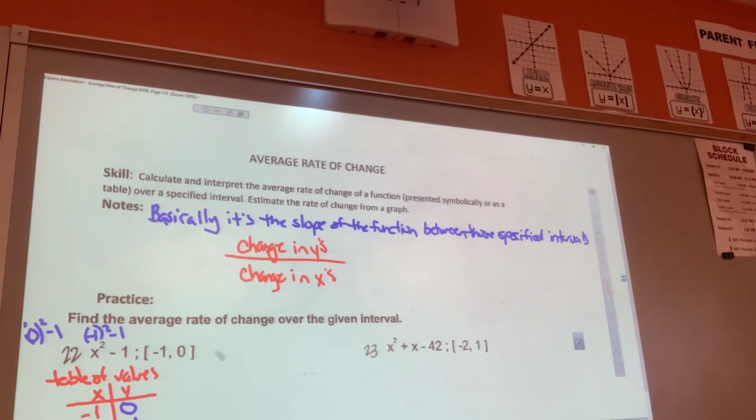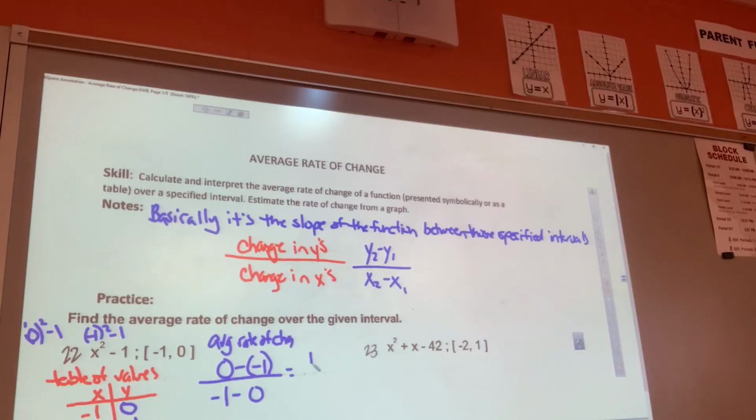So to determine my average rate of change, I will take my y values, 0 minus -1 over, if I started here, I have to start here, -1 minus 0. The change actually means y2 minus y1 over x2 minus x1. So that's what we're doing here, and we end up with 1 over -1. So my average rate of change is -1.